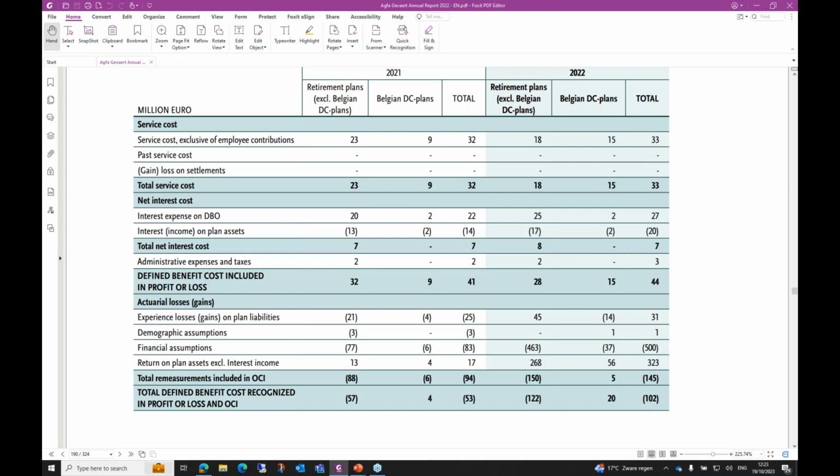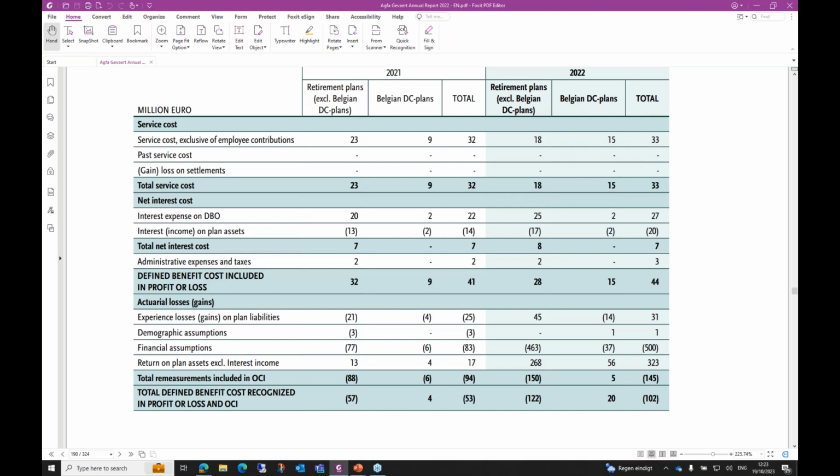Those are lines for the difference between, for example, the actual return on the plan assets and the return on plan assets excluding interest income. That's the last line before the green part, but the experience losses are on the liabilities. So changes, for example, in salary increases compared to what we had assumed. Those are all recognized in OCI. Demographic assumptions: changes in turnover, for example, changes in mortality tables, etc.